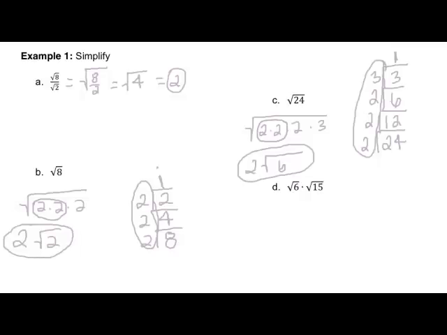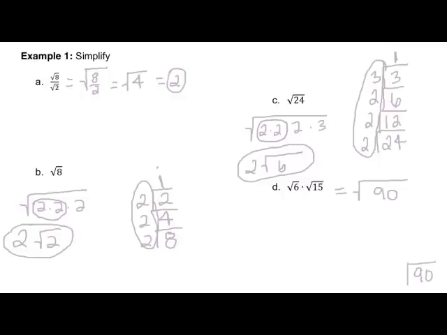Now for part D, we have the square root of 6 times the square root of 15. For this one, we can use our multiplication rule. So we can take 6 and 15 and multiply them together. So this is the same as saying the square root of 90. Now we can do the same thing that we did in parts B and C. Use our factorization, our birthday cake method.